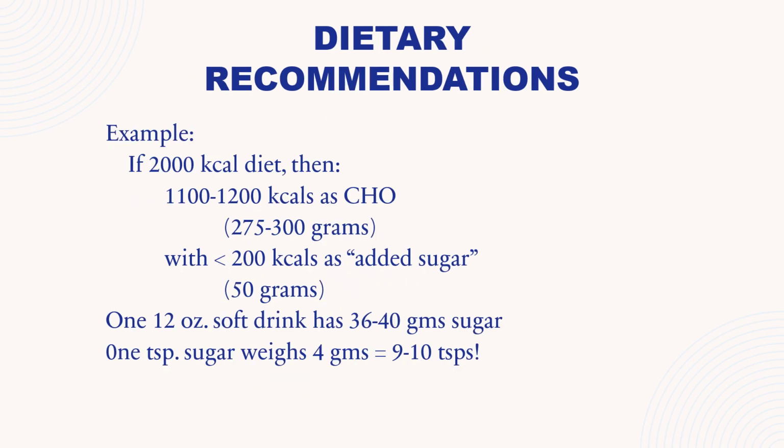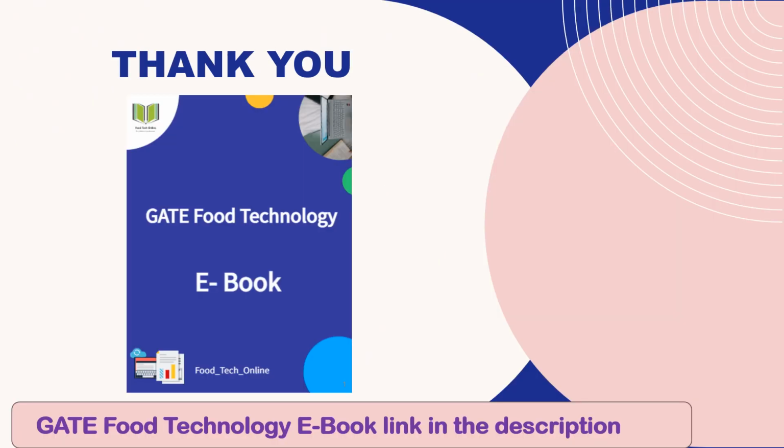Dietary recommendation example: if a 2000 kilocalorie diet, then 1100 to 1200 kilocalories as carbohydrate source CHO, 275 to 300 grams, with less than 200 kilocalories as added sugar. A 12 oz soft drink has 36 to 40 grams of sugar. One tablespoon of sugar weighs 4 grams, that is 9 to 10 teaspoons.